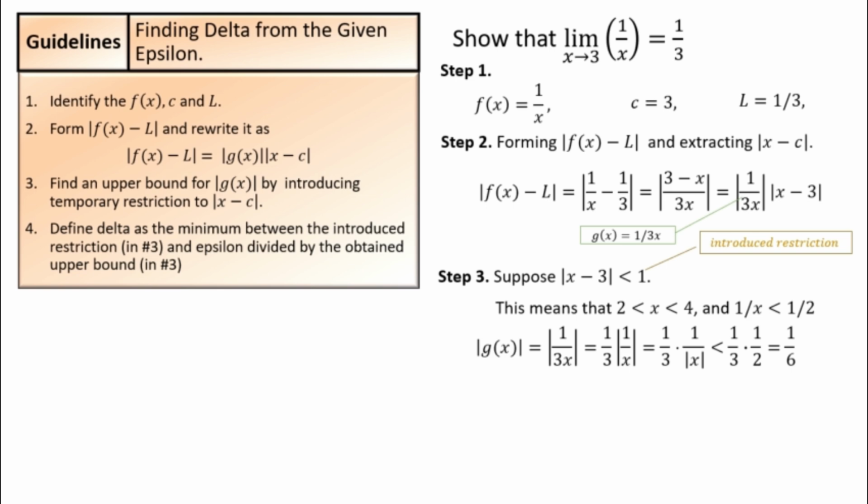Step 4, define delta as the minimum between the introduced restriction, that one in number 3, and epsilon over the computed upper bound, that one. These guidelines may not work for every given problem, but should work on a majority of them. Okay.